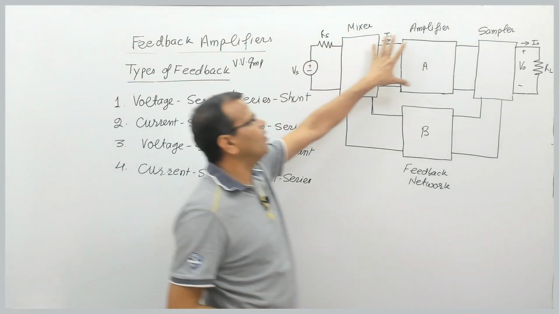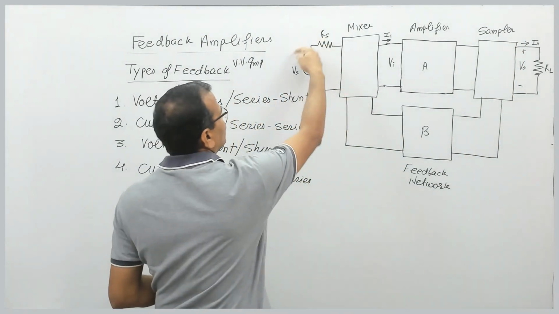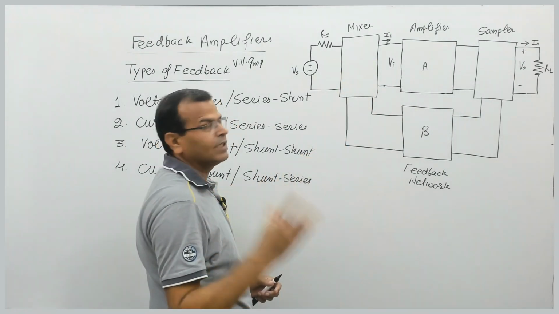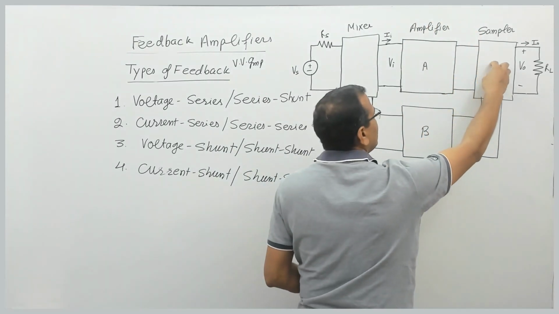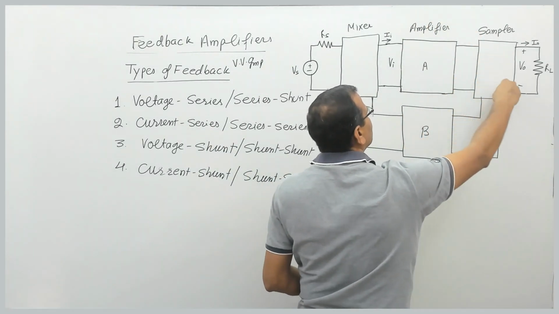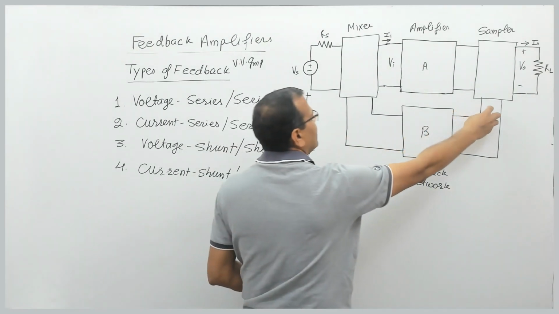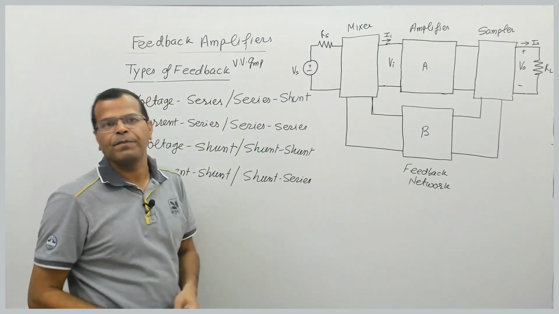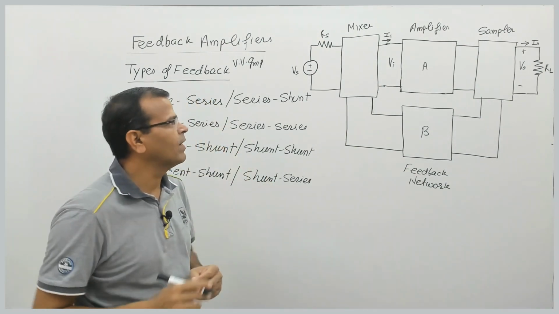This is the general block diagram of a feedback amplifier. We have a source, we have a mixer. We will see how it mixes the signals. We have an amplifier, we have a sampler which takes the sample of the output signal, and we have the feedback network which feeds the sample of the output signal to the input side. Fine, right? Let us see that one by one.